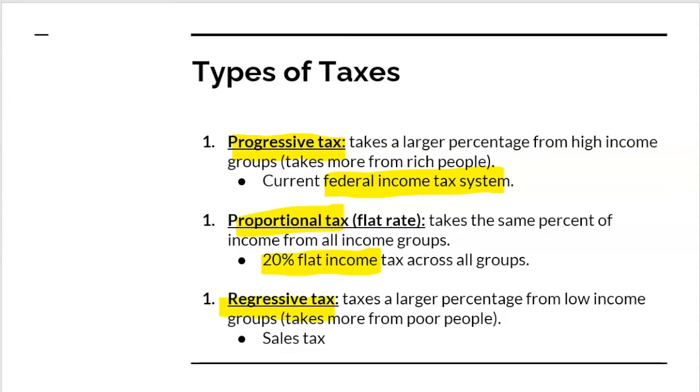And lastly is a regressive tax, which may seem a little bit backwards, but a regressive tax is a tax that takes a larger percentage from low-income groups. In other words, the poor pay more in taxes. An example of that is a sales tax. So let's say the sales tax is 4.75%. Well, that 4.75% is the same whether it's a person making $1 million or a person making $10. And so if you're making $10 a year, which is not a lot, that is a regressive tax because it's taking a significant chunk of your annual income compared to someone who's making $1 million a year.